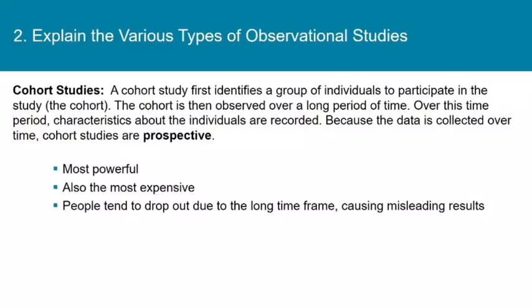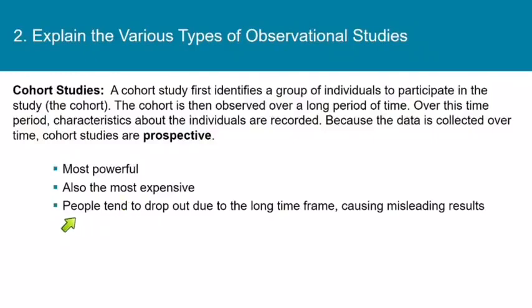And over this time period, the characteristics about the individuals are recorded, and because data is collected over time, cohort studies are called prospective. So remember, case control studies were retrospective, meaning they look back to the past, and cohort studies are prospective, meaning they look forward to the future. And the cohort studies are the most powerful type of observational study. For that reason, they're also the most expensive because think about the time involved. You might have 10 or 20 years involved in this, and so it's expensive to run one of these.